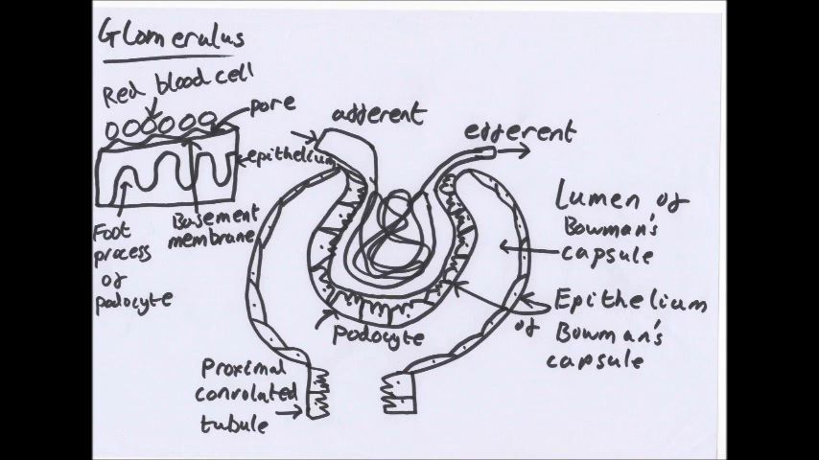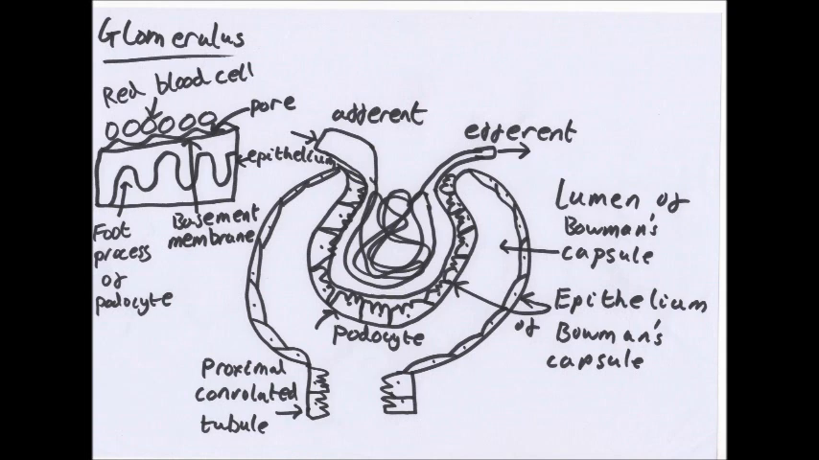The high pressure forces liquid and small molecules in the blood out of the capillary and into the renal capsule or the Bowman's capsule. The liquid and small molecules pass through 3 layers to get to the renal capsule and enter the nephron tubules. You have the capillary wall of the blood. You then have a membrane called the basement membrane. Then you have the podocytes, which we'll come on to in a second. And then you have the epithelium of the Bowman's capsule. So this means large molecules like proteins and blood cells can't pass through and stay in the blood. And then you have the filtrate.